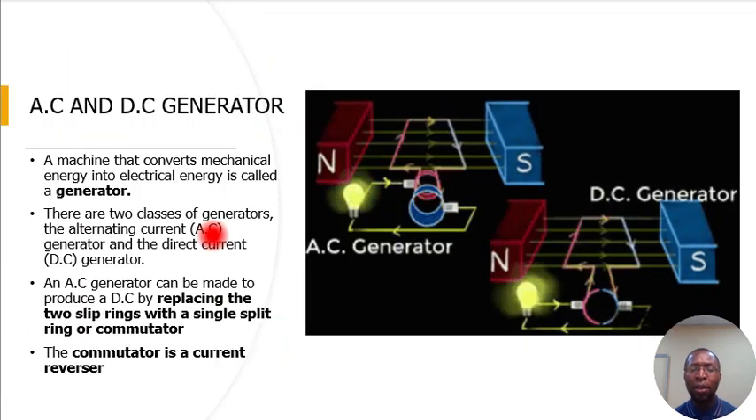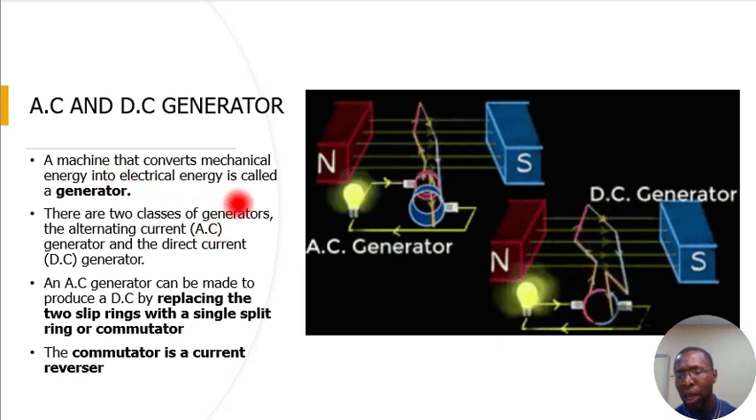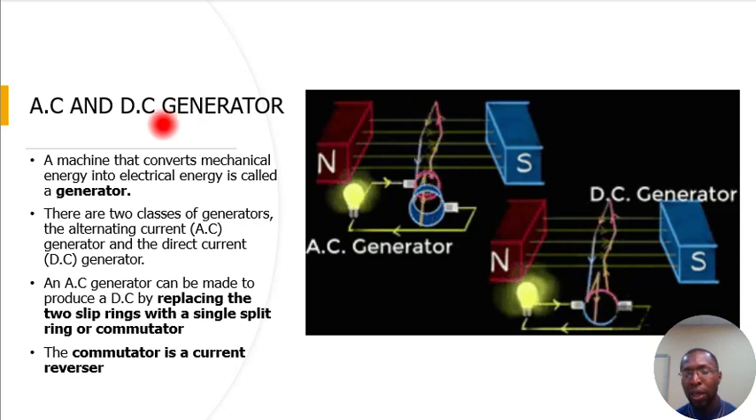Moving on, let's now talk about a very important machine known as the generator. A generator is a machine that converts mechanical energy into electrical energy. It is of two types: we have the AC and the DC generator. Of course, AC means alternating current, DC means direct current. This generator also makes use of electromagnetic induction.